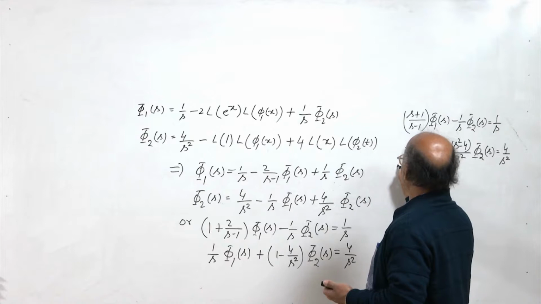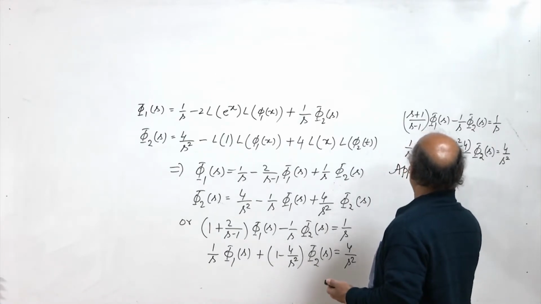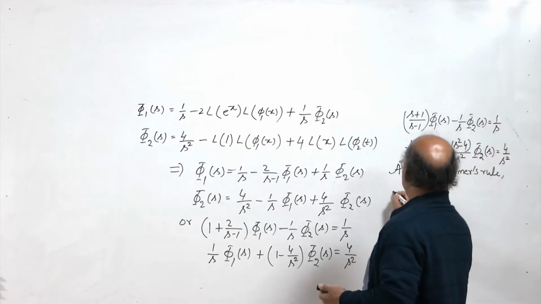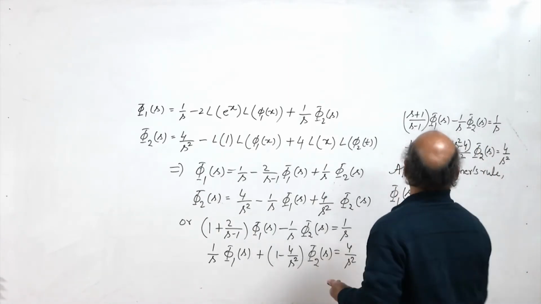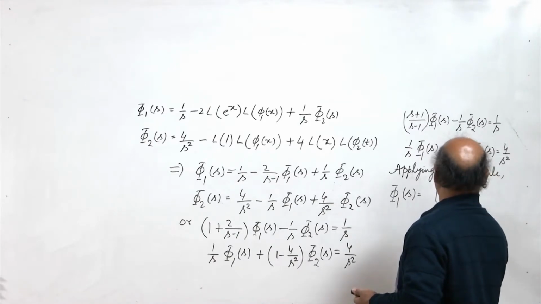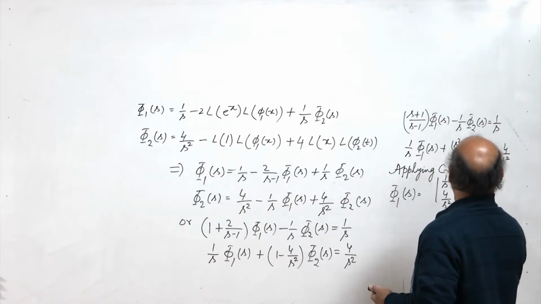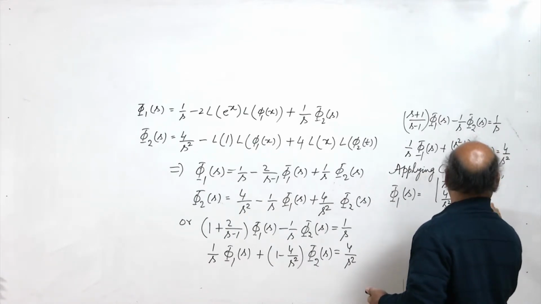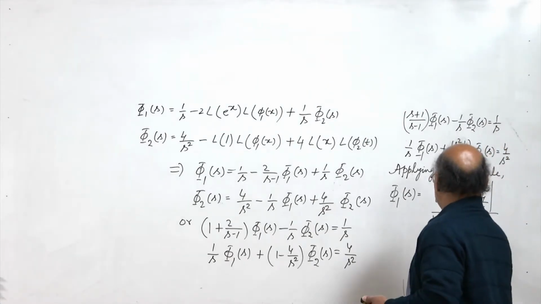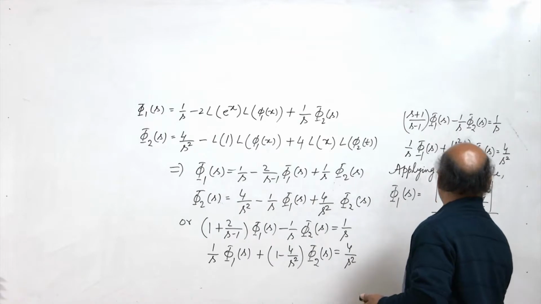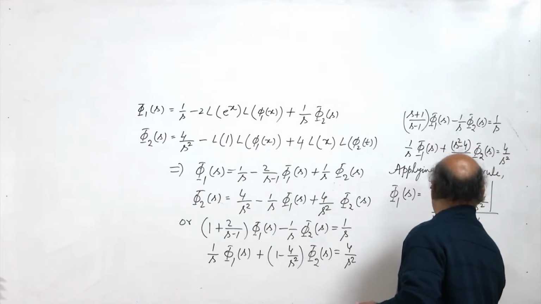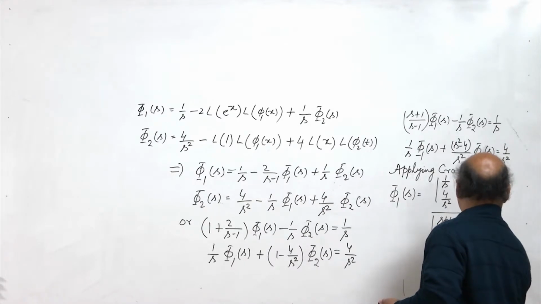So let us apply Cramer's rule. Applying Cramer's rule, phi 1 s will be equal to the determinant with rows 1 over s, 4 over s square and then minus 1 over s, s square minus 4 divided by s square, over the determinant of the coefficient matrix, which has s plus 1 over s minus 1, minus 1 over s, and then 1 over s, s square minus 4 over s square.